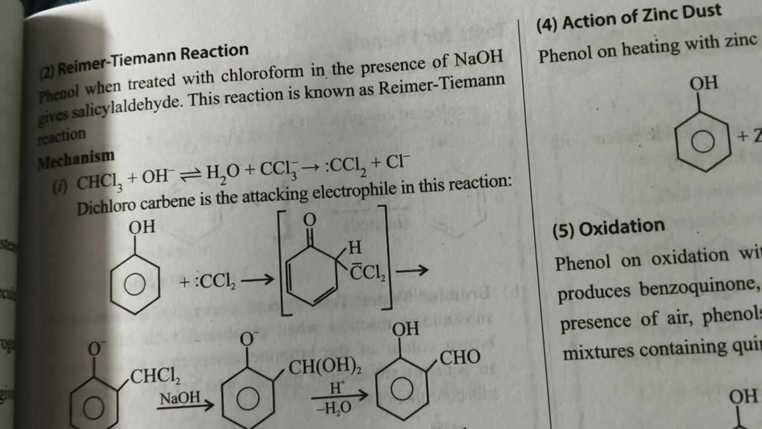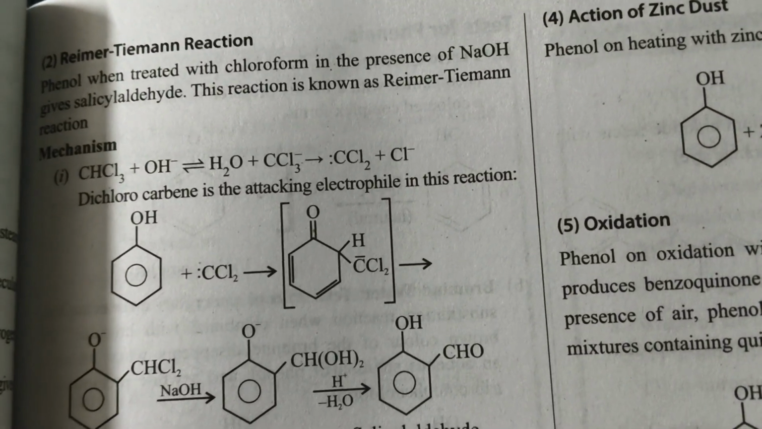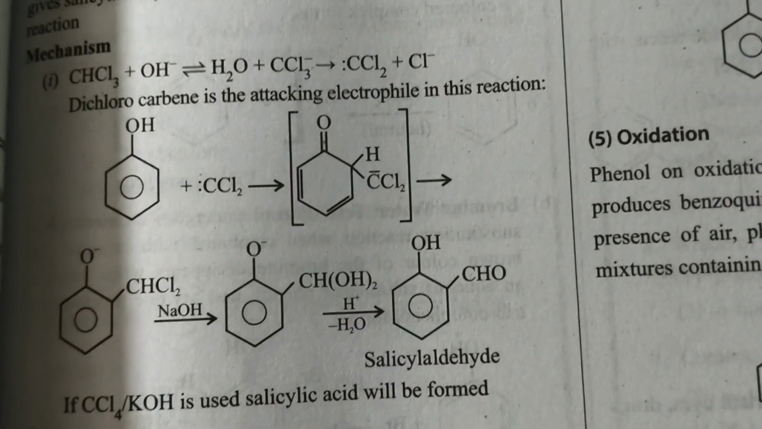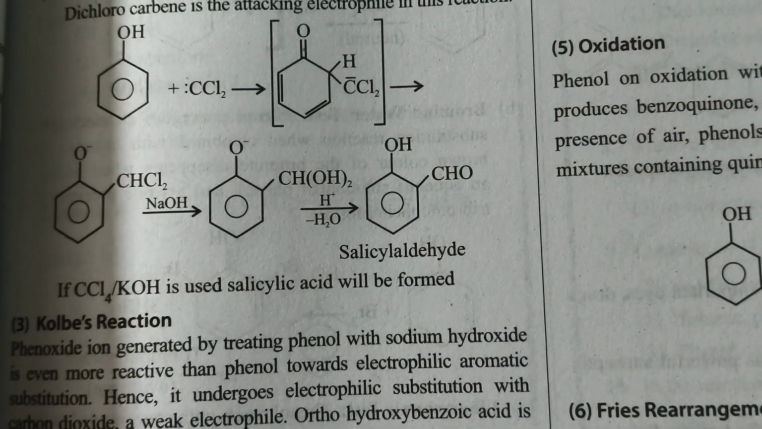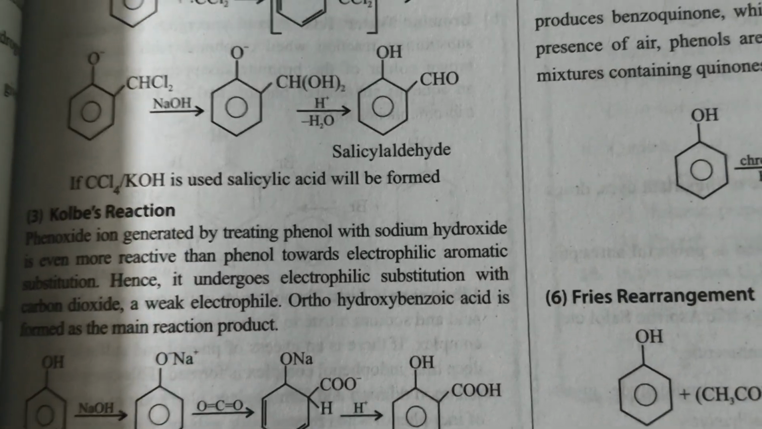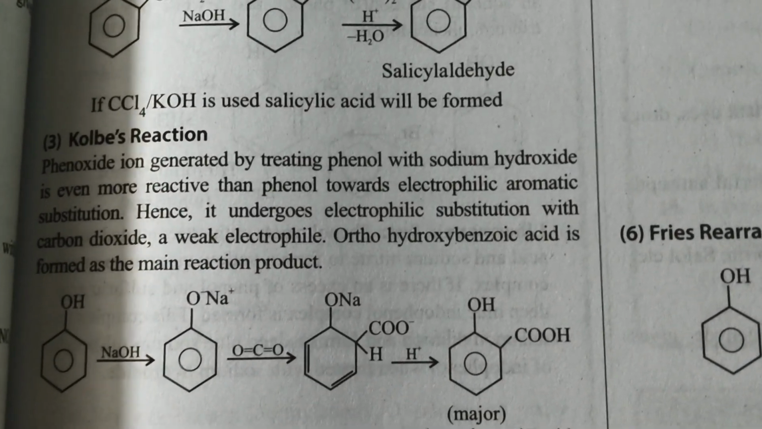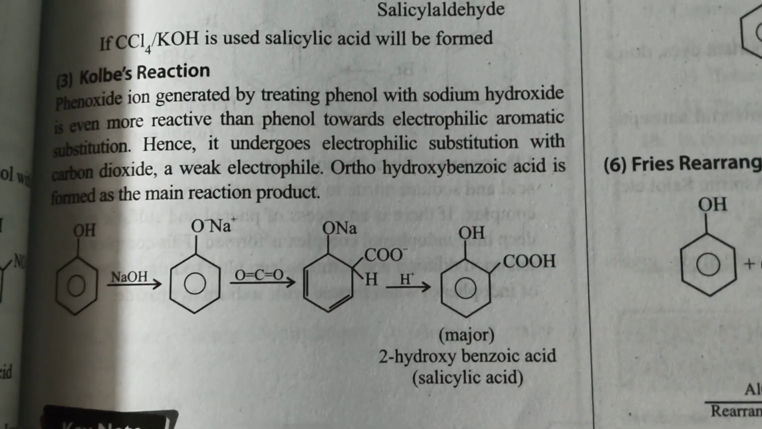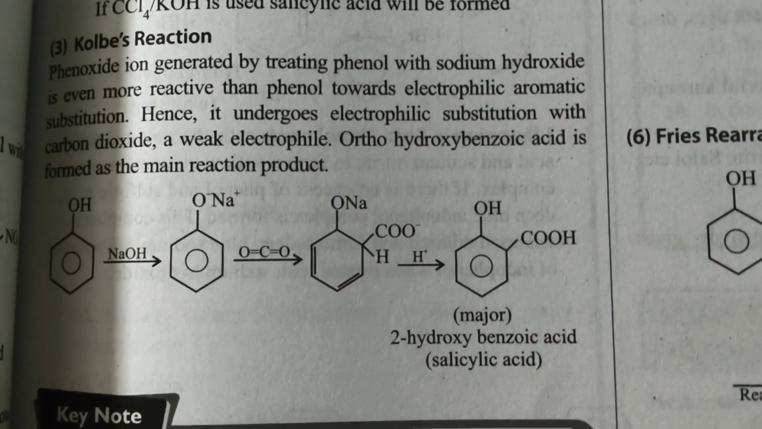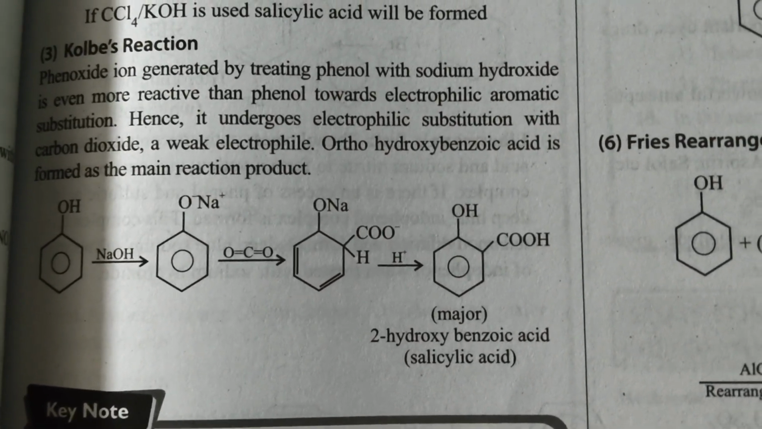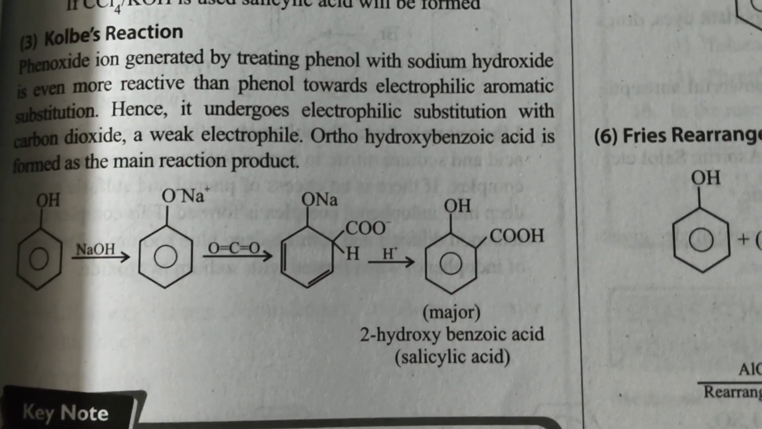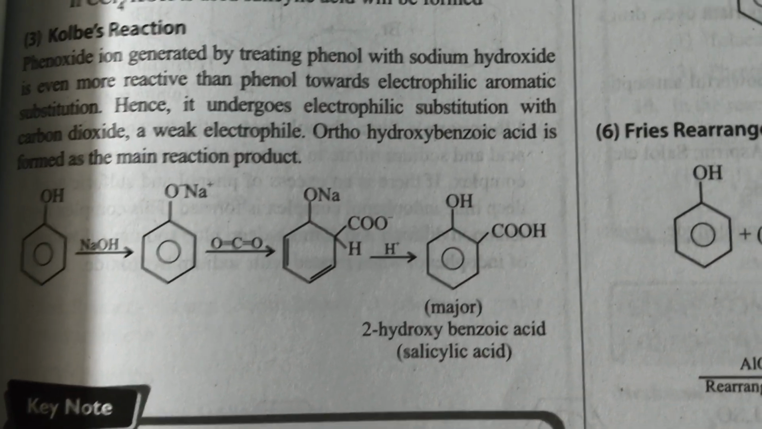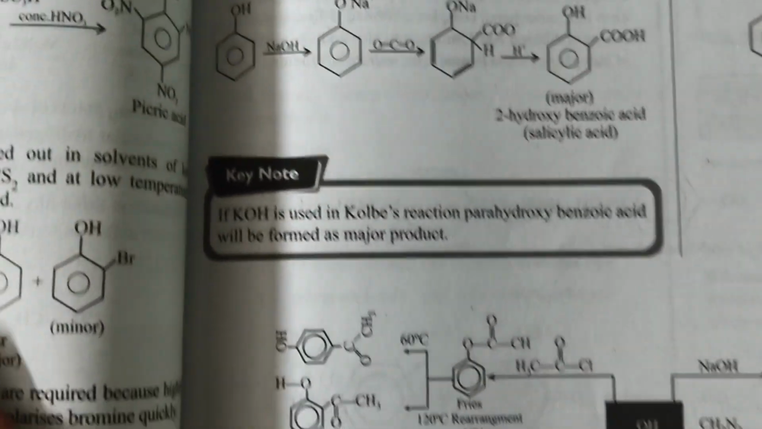Reimer-Tiemann reaction. Phenol, when treated with chloroform in the presence of NaOH, gives salicylaldehyde. This is the Reimer-Tiemann reaction. This is the reaction, salicylaldehyde. If KOH is used, salicylic acid will be formed. Kolbe's reaction. Phenoxide ion generated by treating phenol with sodium hydroxide is even more reactive than phenol towards electrophilic aromatic substitution. Hence, it undergoes electrophilic substitution with carbon dioxide, a weak electrophile. Ortho-hydroxybenzoic acid is formed as the main reaction product.